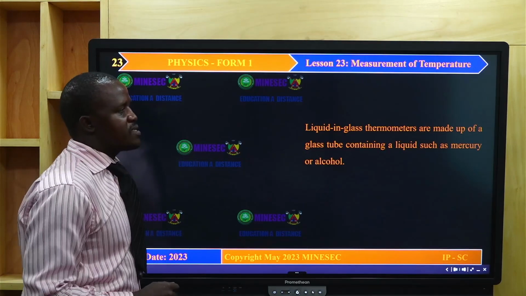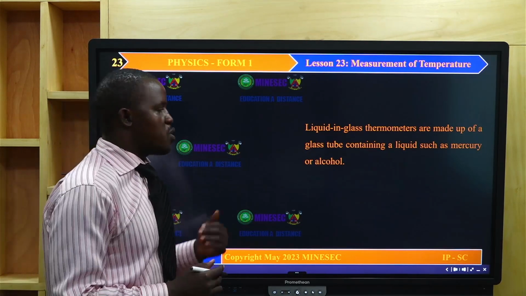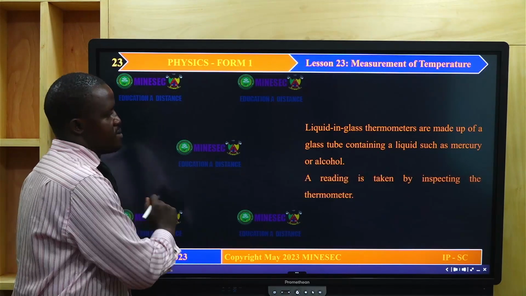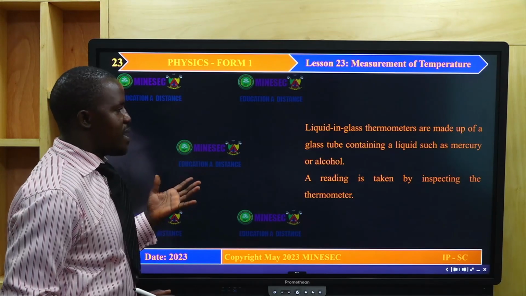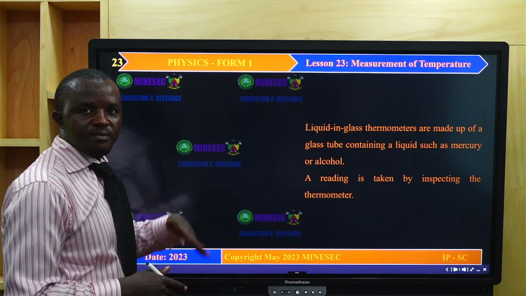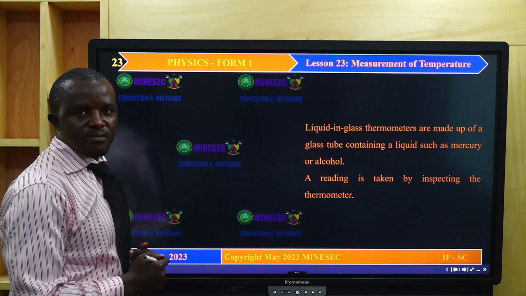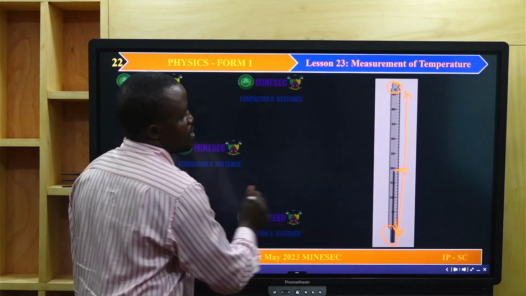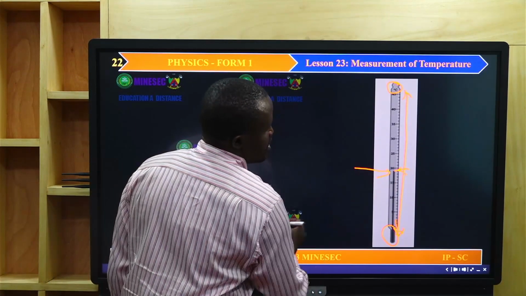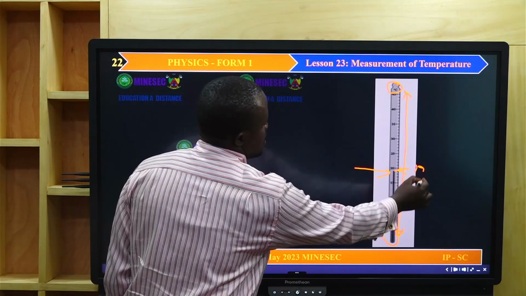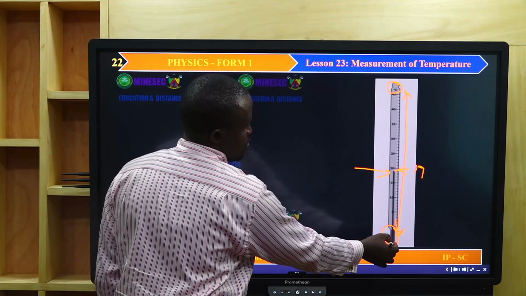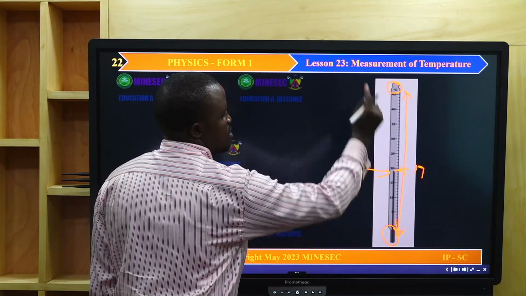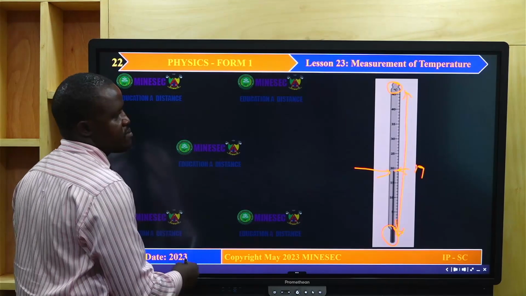So liquid in glass thermometers are made up of a glass tube containing a liquid, can be mercury, can also be alcohol. Then you take the reading by inspecting the thermometer and checking the level of the liquid there. Like I showed you a while ago, if we just step back a bit in time, we notice that the liquid level is here and corresponds to about 19, okay? So, well, there is mercury here or alcohol that when you heat it, the level rises. So you can read there.